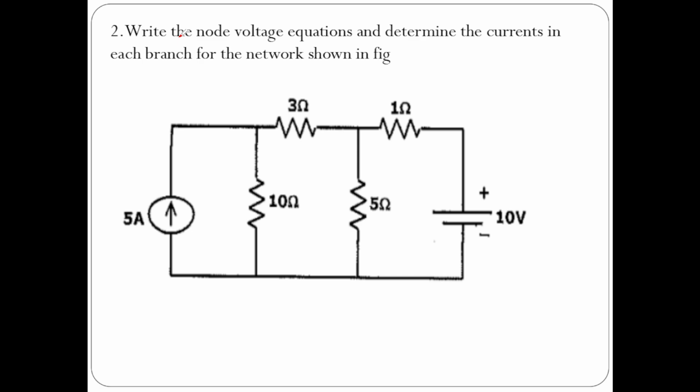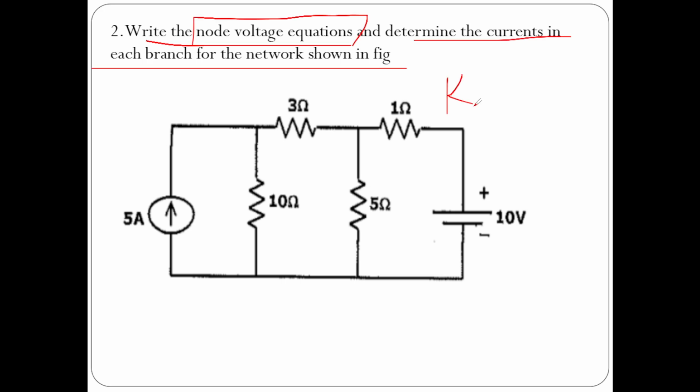So next problem: write the node voltage equations and determine the currents in each branch for the network shown in the figure. If it is mentioned node voltage equations, that means we have to implement Kirchhoff's current law, or nodal analysis. We have to go for nodal analysis to determine the current in each branch.